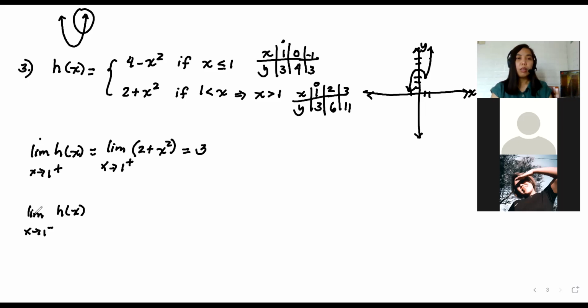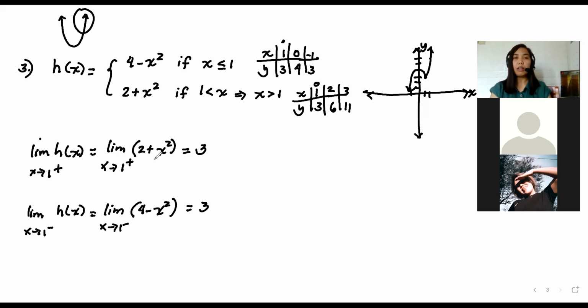Okay. The second one, the limit of h of x as x approaches 1 from the left. So pipiliin natin yung less than. So we will have 4 minus x squared as x approaches 1 from the left. So again, this is a polynomial function or a quadratic function. For a quadratic function, we will just do direct substitution, right? So we will have 4 minus 1, 3.